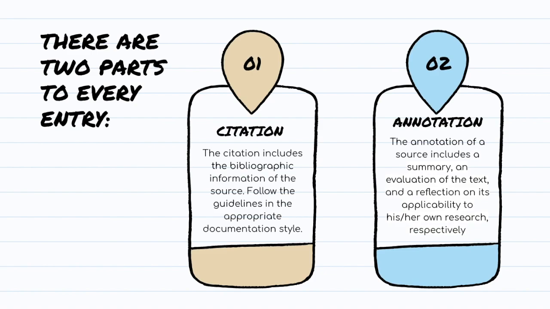There are two parts to every entry within an annotated bibliography. First, the researcher needs to provide the citation, which is bibliographic information about the source. And then the second part is the annotation itself. So for the first part of our discussion, we'll be focusing on the citation.